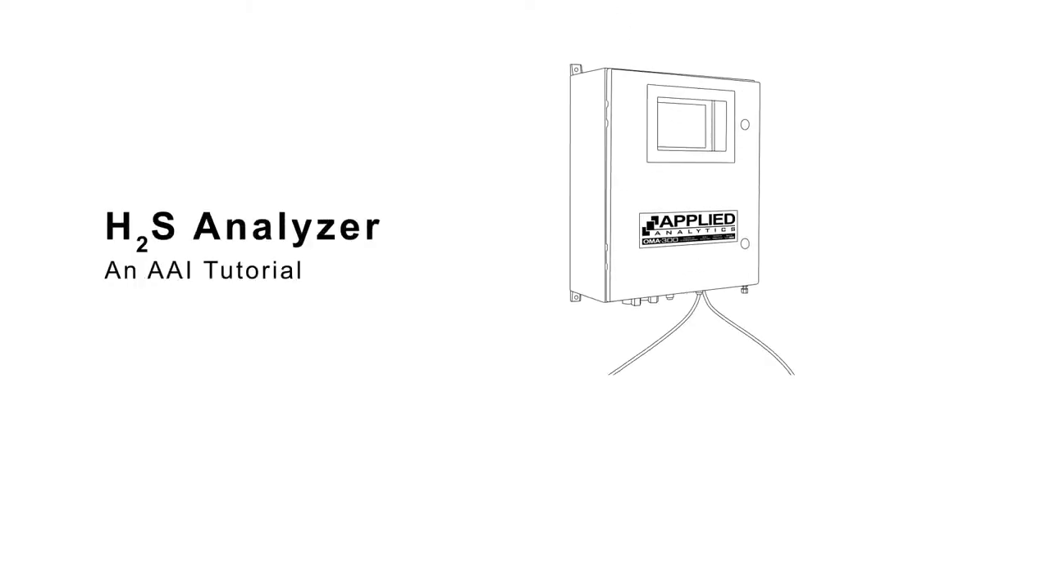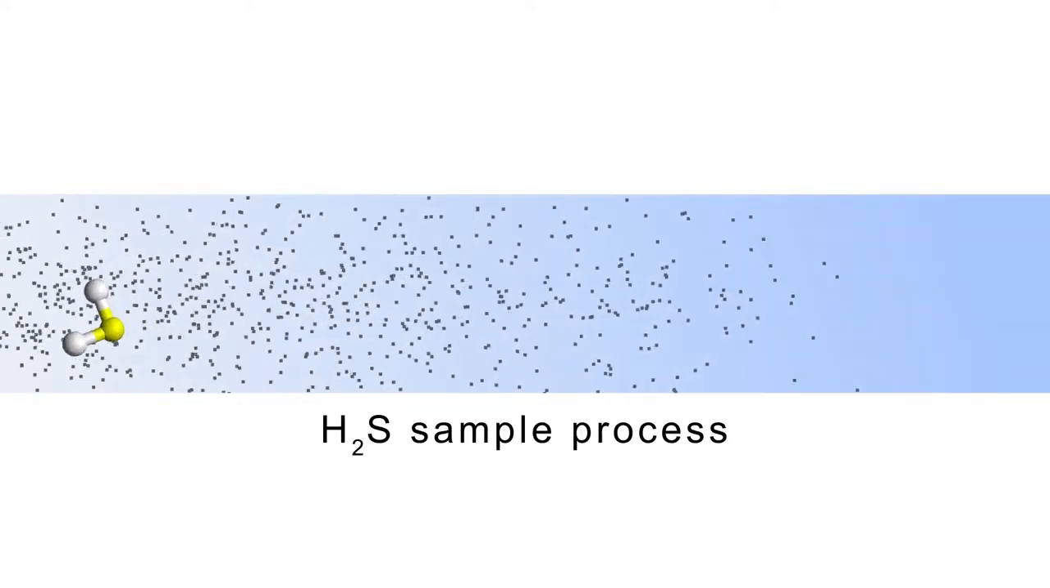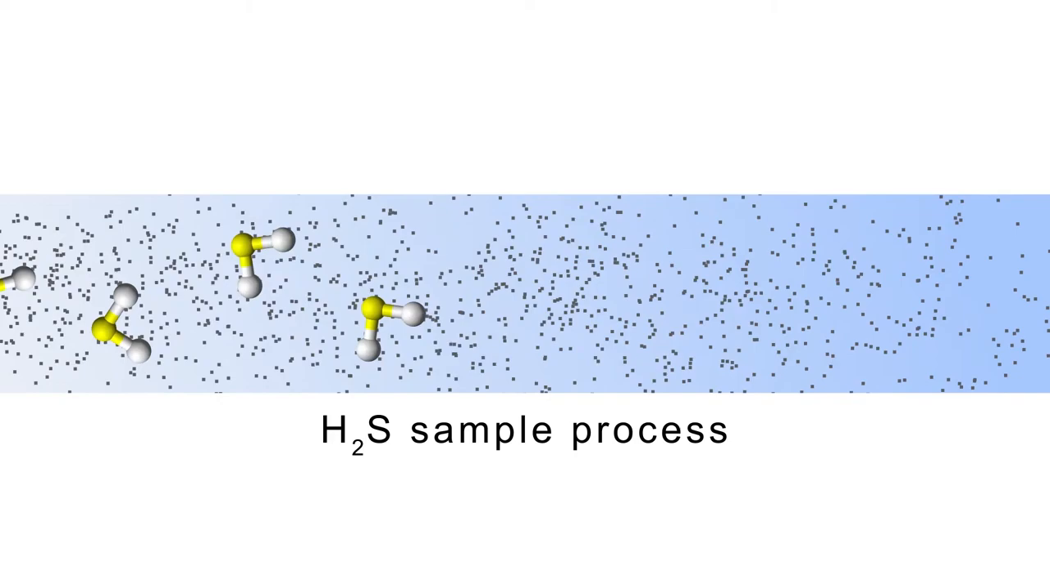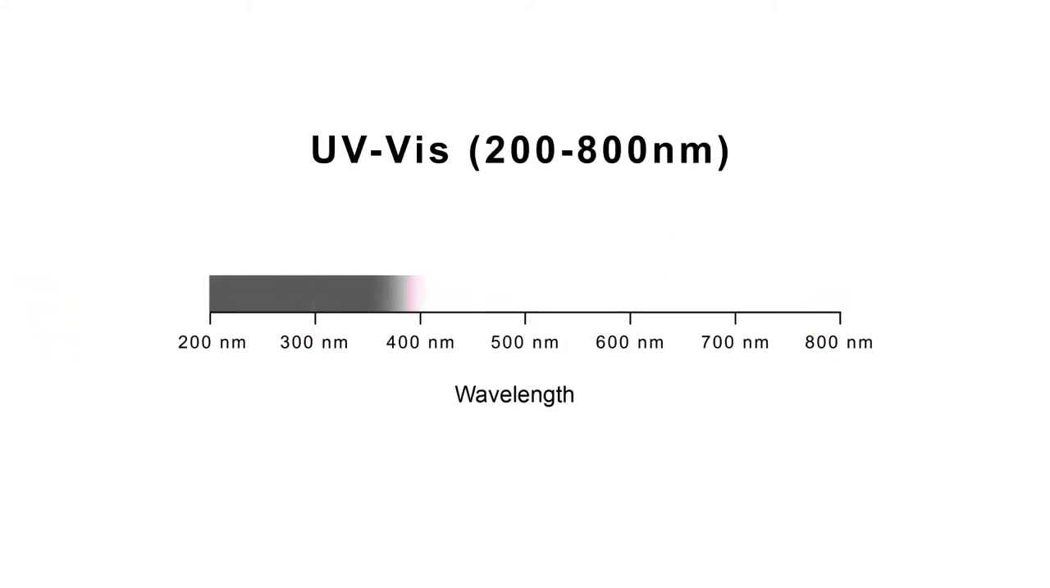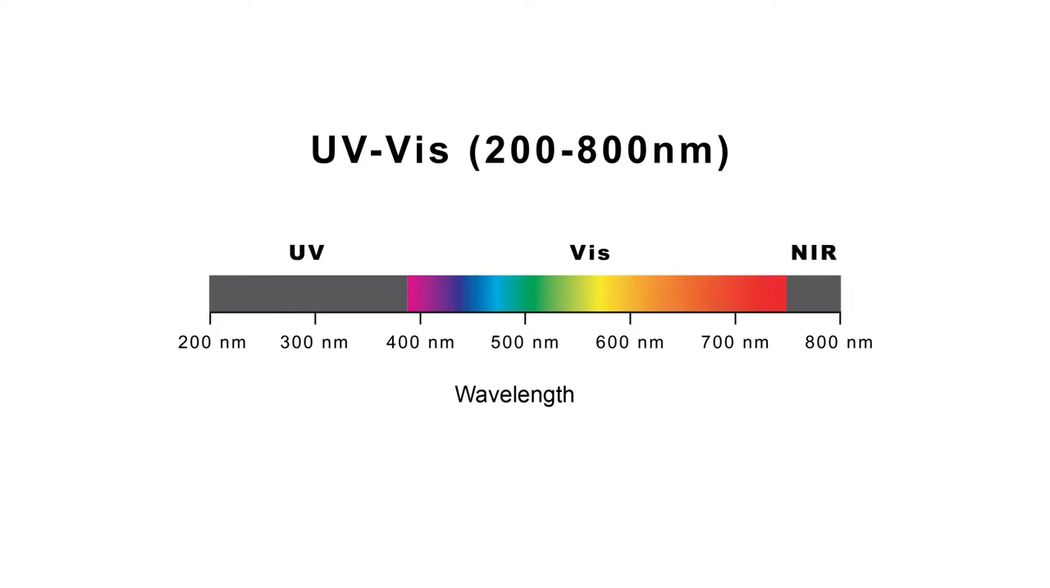H2S Analyzer, an AAI tutorial. In this video, we will cover the OMA H2S Analyzer, including the equipment that makes up the system and how the system operates. Overview. The OMA H2S Analyzer measures the real-time H2S concentration in a liquid or gas process by monitoring the UV-Vis absorbance of a continuously drawn sample.